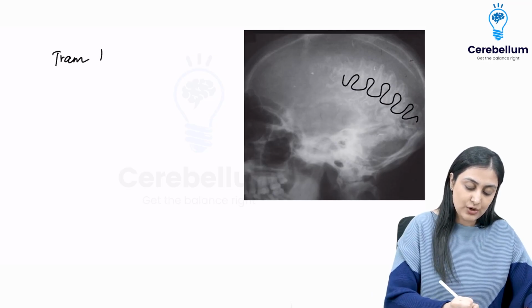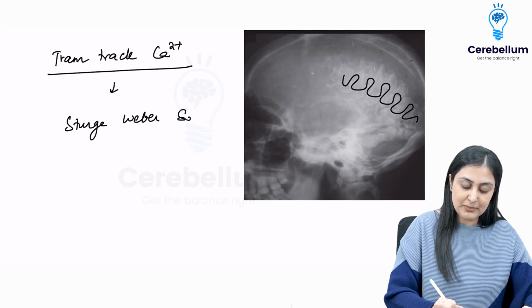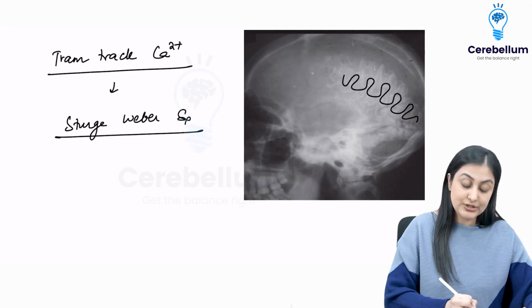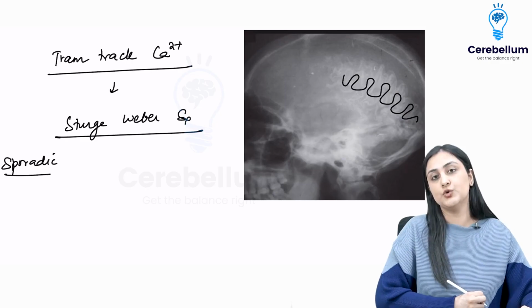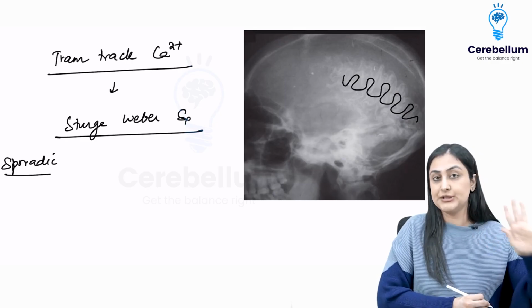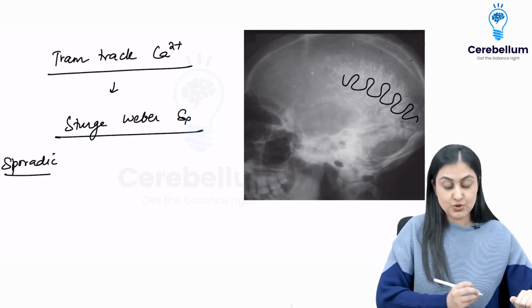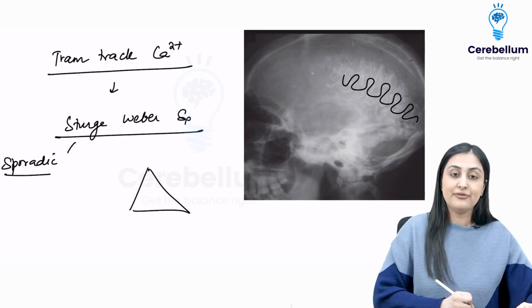So this is called the tram track skull or tram track calcification, which is seen in the neurocutaneous syndrome, that is Sturge-Weber. It is the only neurocutaneous syndrome which is sporadic. Remember, all of the other neurocutaneous syndromes, neurofibromatosis, tuberous sclerosis, VHL, are autosomal dominant. Okay, so Sturge-Weber, one, it's sporadic and it shows a triad of findings.